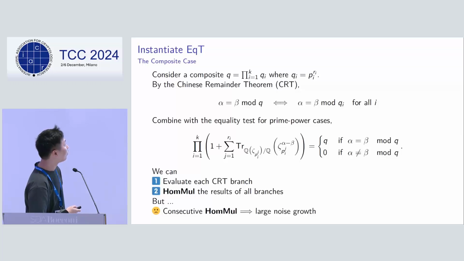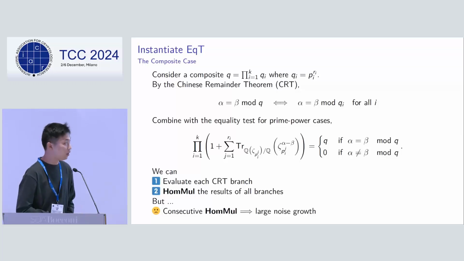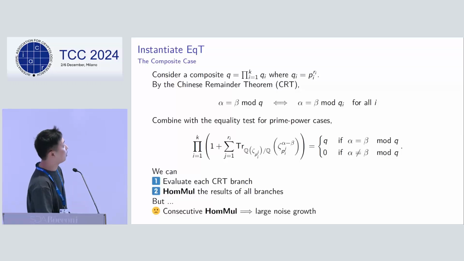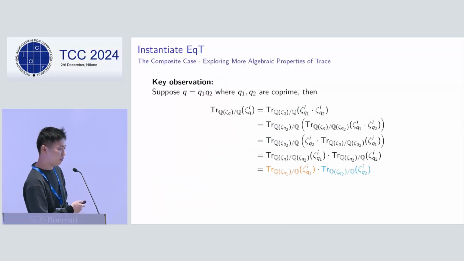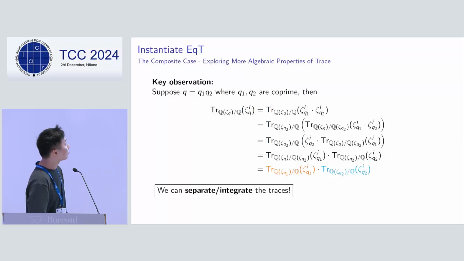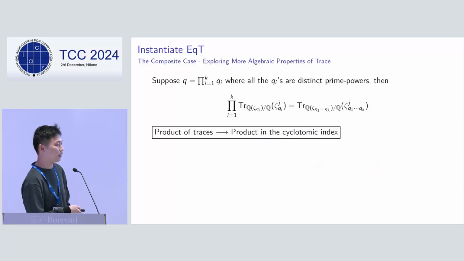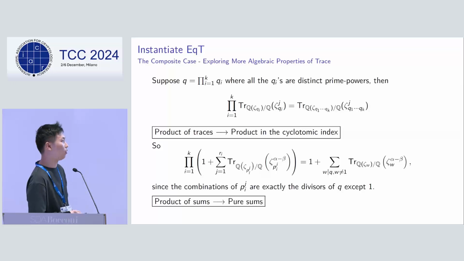To address this problem, our observation is that for trace or roots of unity, we can factor them. So this equation tells us that we can separate or integrate the traces. Consequently, we can transform the product of traces into the product in the cyclotomic index. And moreover, in the equality test, we can transform the product of sums into pure sums. So there's no multiplication at all. We only need to do the sum of traces.